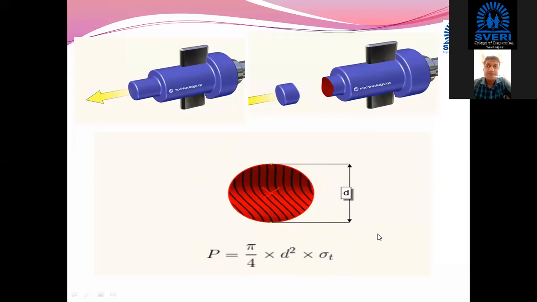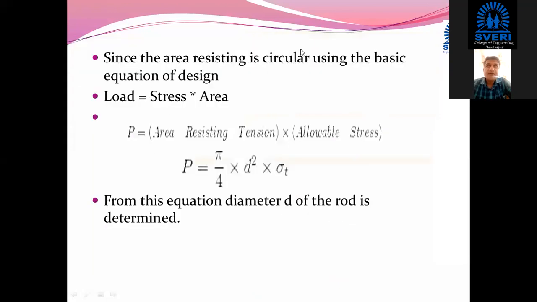We'll go further. And here the shear failure is considered as the tensile failure. So load is equal to stress multiplied by area. So the area resisting the tension, that is pi by 4 d square, multiplied by the allowable stress, that is sigma t. That has been written on this slide, formally which we have seen in the previous slide only. Okay, so from this equation we can calculate the diameter of that rod.